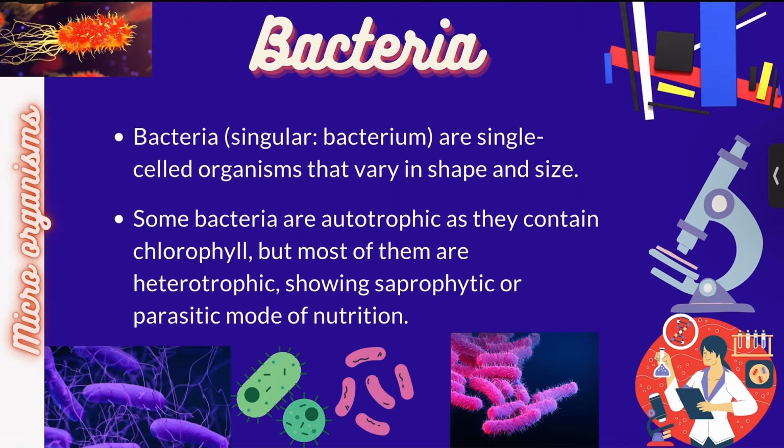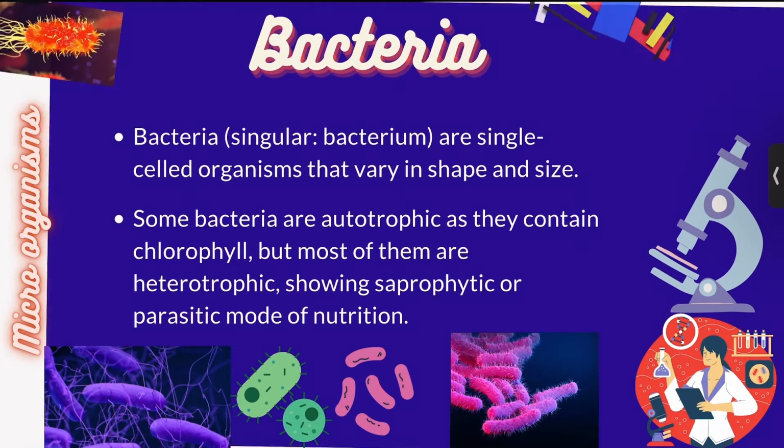Going to the first category or classification of microorganisms, the first type of microorganism is bacteria. Bacteria, singular bacterium, are single-celled organisms that vary in shape and size. Some bacteria are autotrophic as they contain chlorophyll, but most of them are heterotrophic, showing saprophytic or parasitic mode of nutrition.